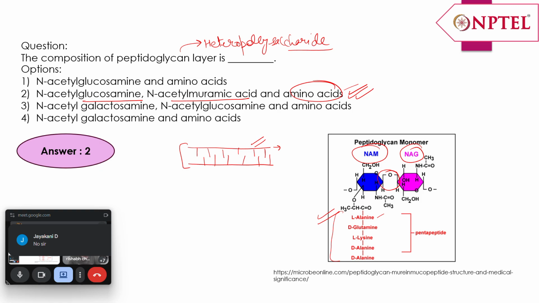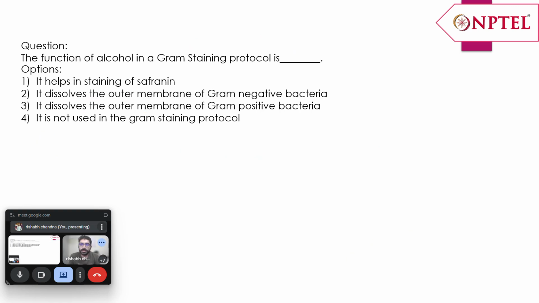Okay, so let's move on to the next question. The function of alcohol in a gram staining protocol is... So what can be the correct answer?